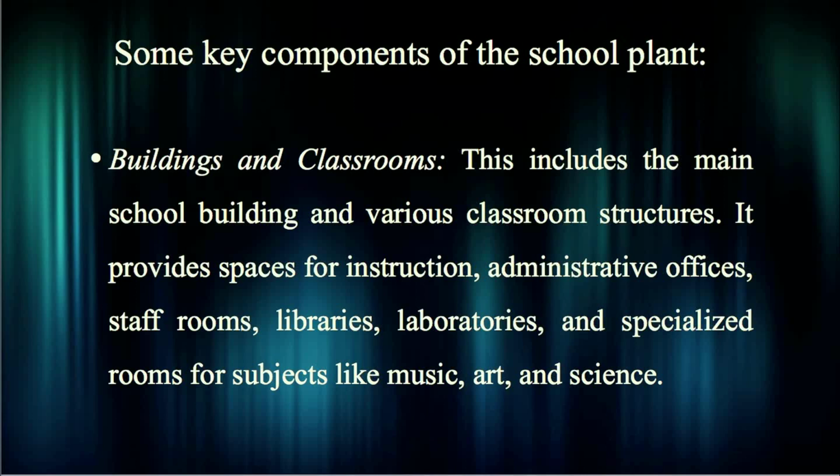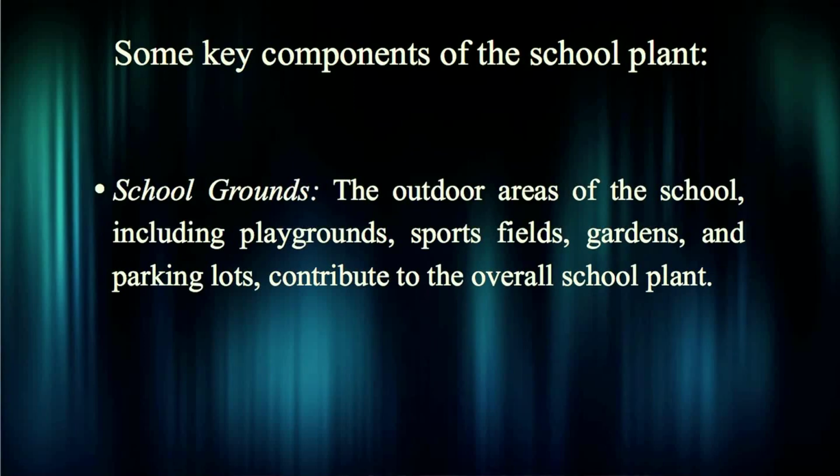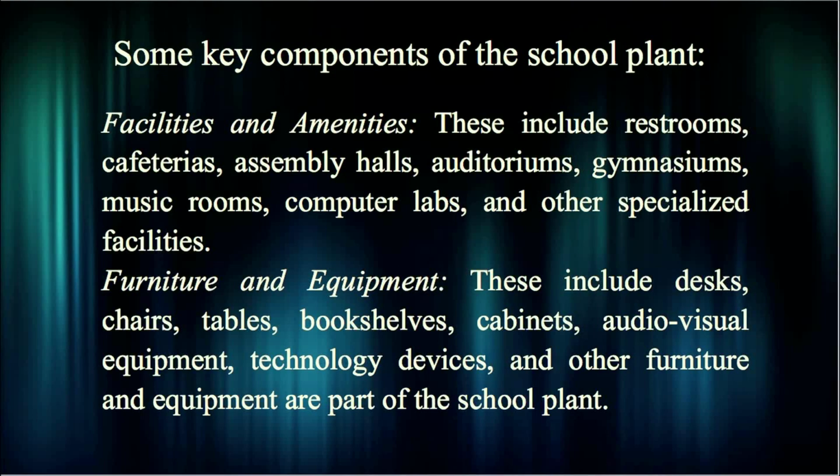First is the buildings and the classrooms. This includes the main school building and the various classroom structures. It provides spaces for instruction, administrative offices, staff rooms, libraries, laboratories and specialized rooms for subjects like music, art and science. Then is the school ground. The outdoor areas of the school including the playgrounds, the sports fields, the gardens, and the parking areas contribute to the overall school plant. Again, the facilities and amenities include the restroom, the cafeteria, the assembly hall, the canteen, the auditorium, the music room, the computer labs and other specialized facilities.